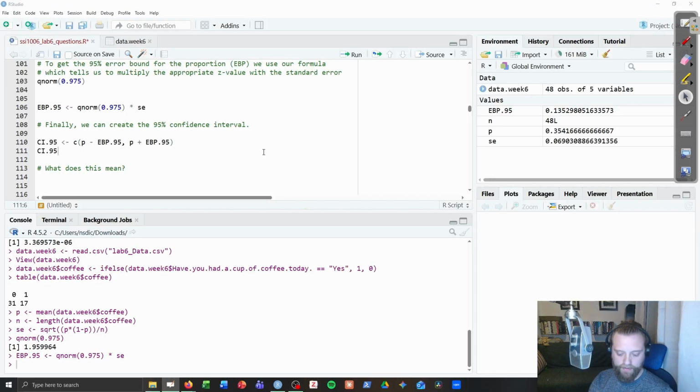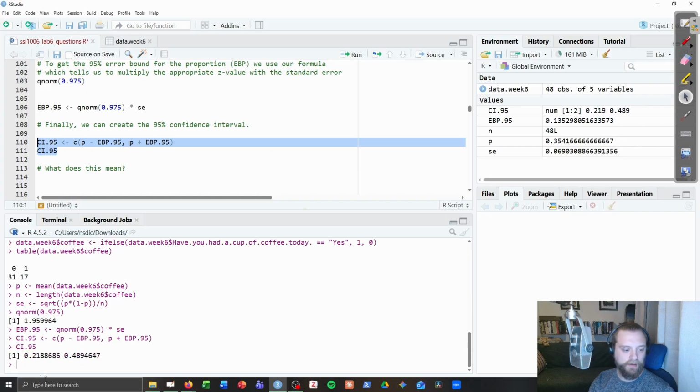So let's find out what those are. Let's calculate P minus the EBP and P plus the EBP. We're going to save that as confidence intervals, 95, and run it. Now what we get is 0.218 here, and 0.49 here.